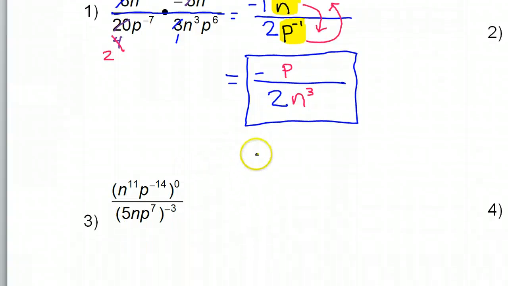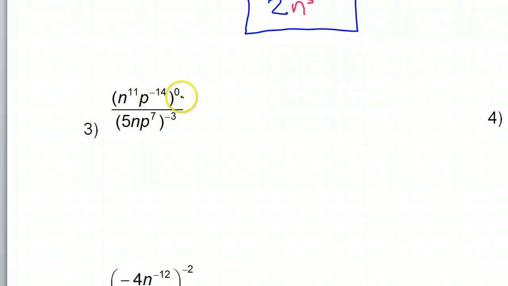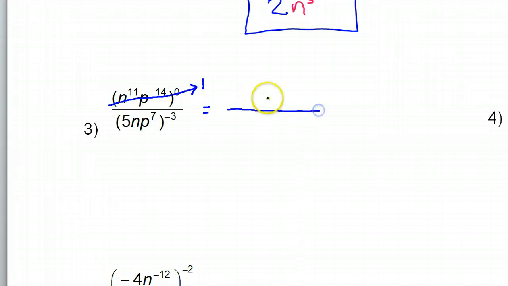Number 3. Now we know that anything to the 0 power is 1. So that whole numerator is just 1. Now, so far I've got this. 1. Now down here, I'm going to take this negative 3 power and apply it to each thing in here.